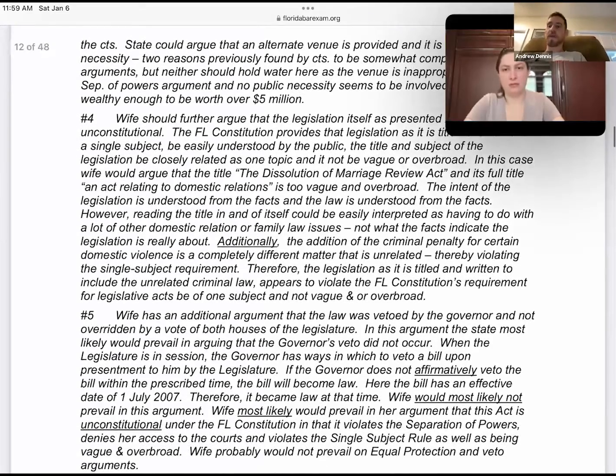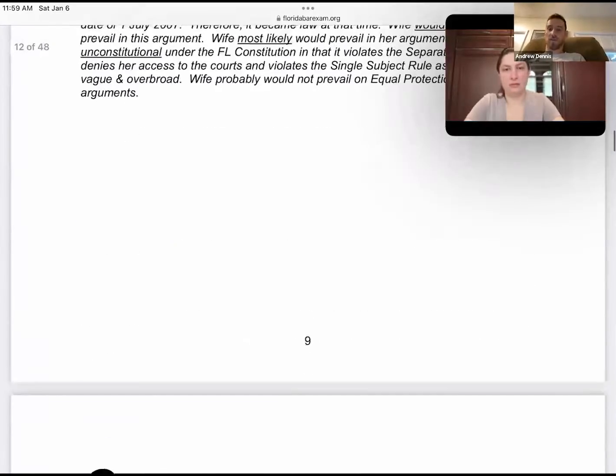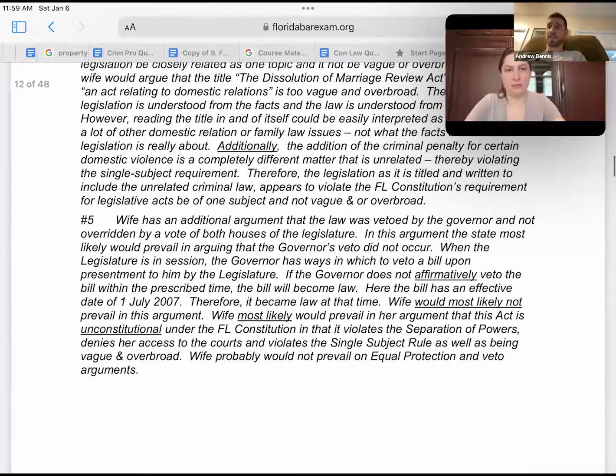Excellent. Now, this is a good argument here. Number 5. Oh, this is the end of the essay. Short essay, but well written. This is the part that I was interested in about the days and the vetoes. Let's see what they said here.